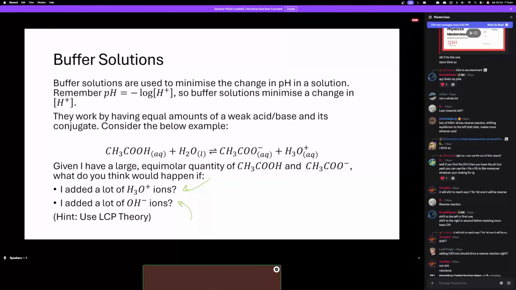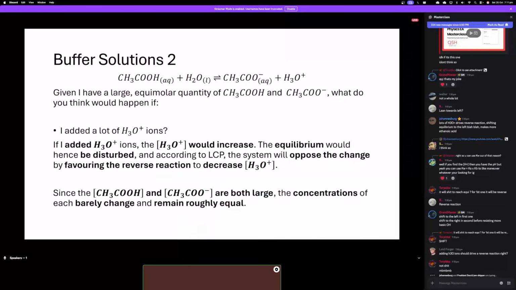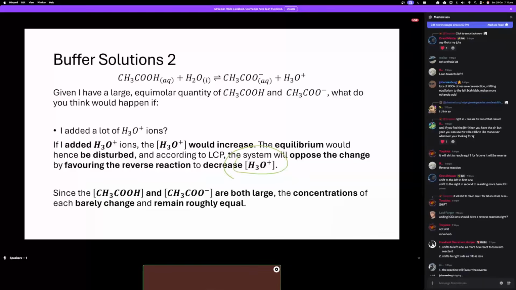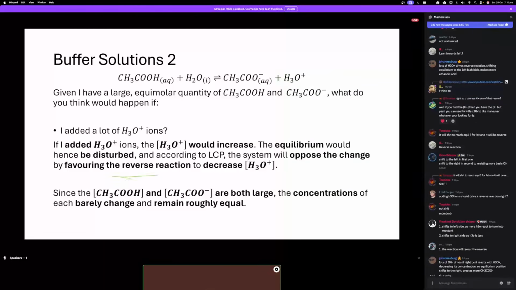Yeah, so I'm seeing a lot of answers in the chat. If I added H3O plus, then equilibrium would be disturbed. It would oppose the change, favor the reverse reaction, decrease H3O plus, right? So the concentration of this would go down again because I'm favoring the reverse reaction, right?